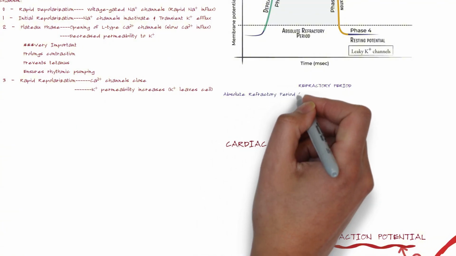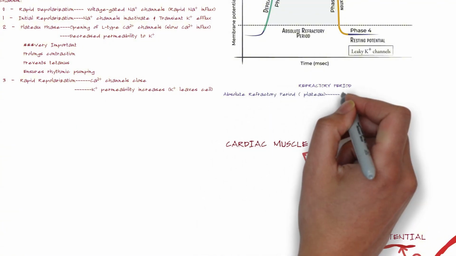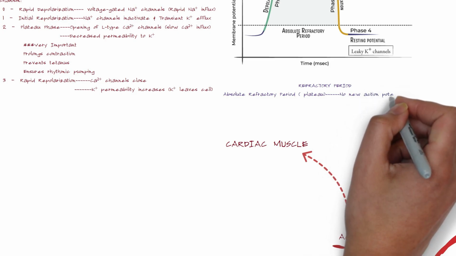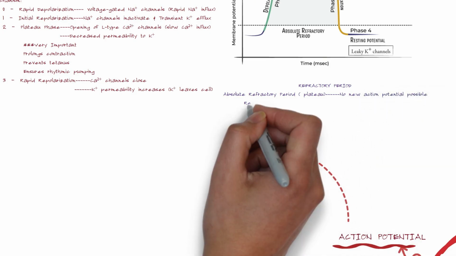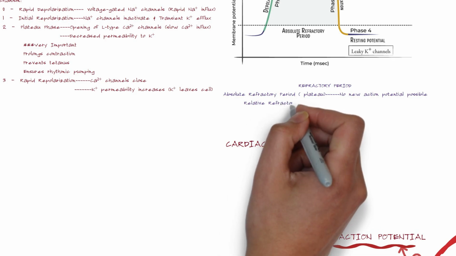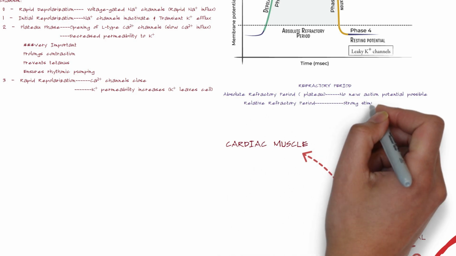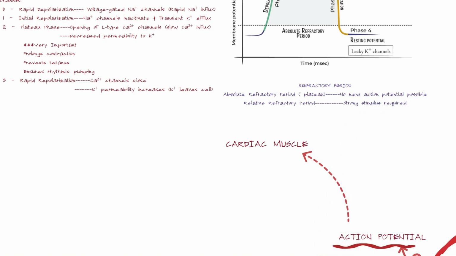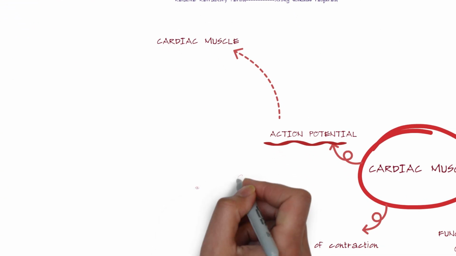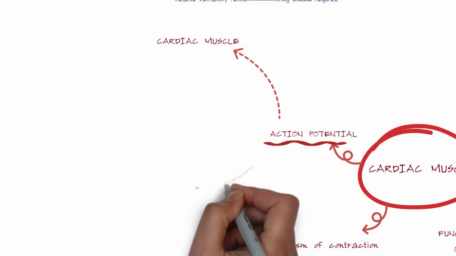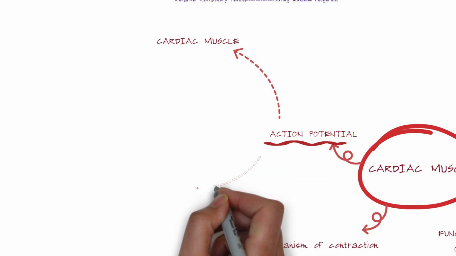Okay, so during the plateau, there is an absolute refractory period, meaning no action potential can occur, and this ensures rhythmic contraction and prevents tetanic contraction. Also, a relative refractory period follows the absolute, where a stronger stimulus is required to cause an action potential.